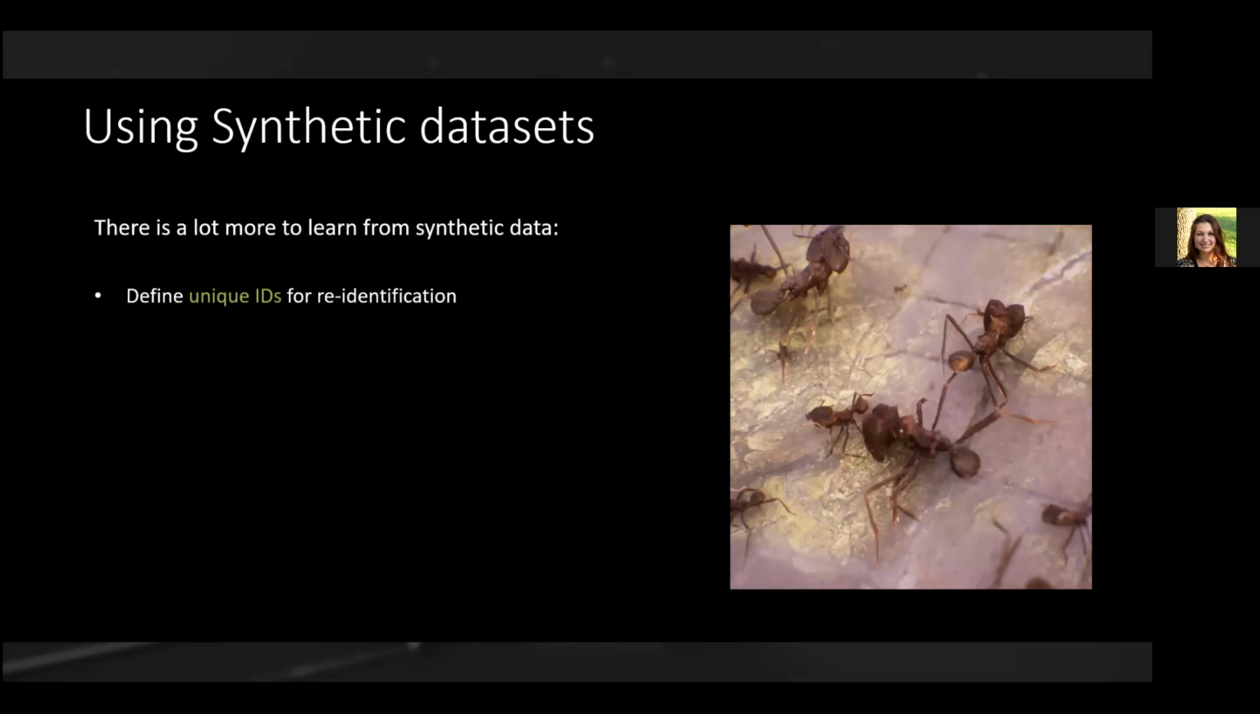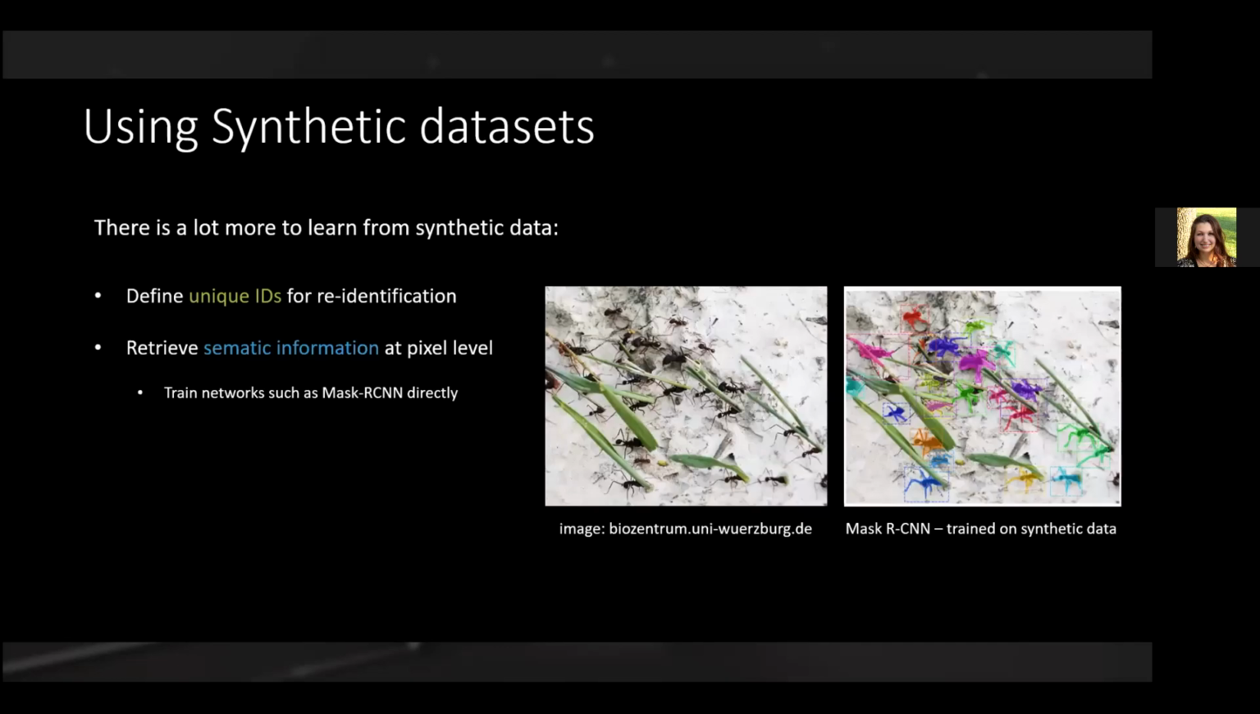Well, first of all, we can define unique identities in our colonies. All of these ants can be re-identified between different images, meaning tracking is an opportunity. We have semantic information at a pixel level, which means that we can train networks such as Mask R-CNN, if you've heard about those, which basically traces the exact outline of every single object, which can help a lot if you need to identify different species in the wild or they're on challenging backgrounds.